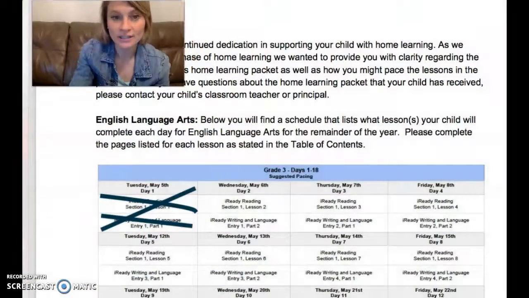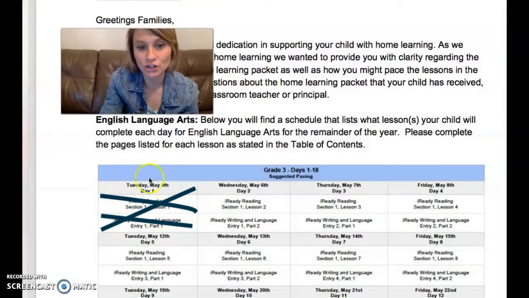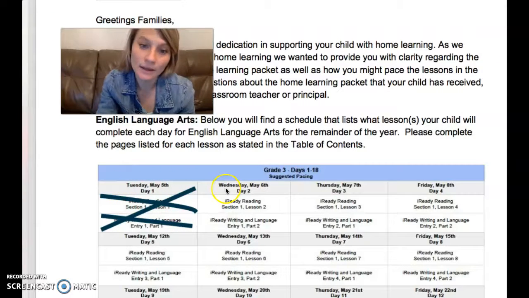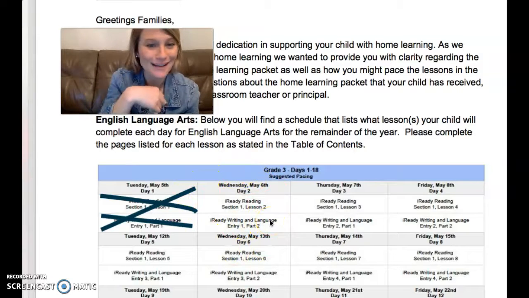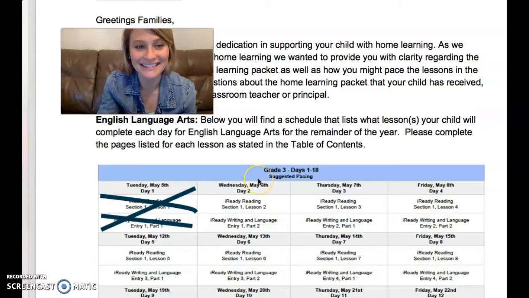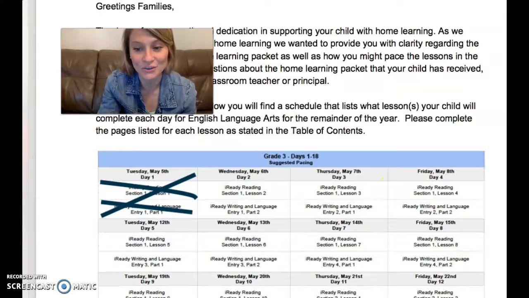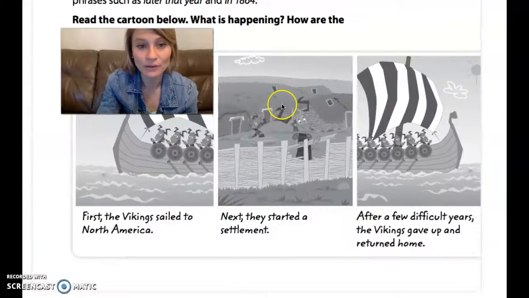I'm going to pull up the parent letter because remember, we are following this as our pacing guide as we work through this month of May. Just like yesterday, remember, we just finished Tuesday. Today is Wednesday, May 6th, and we're going to be doing section 1, lesson 2 for reading, and entry 1, part 2 for the writing and language. Once we get done with Wednesday, we're going to cross that out because that's another day done. You guys are doing amazing. Let's pull up our reading.